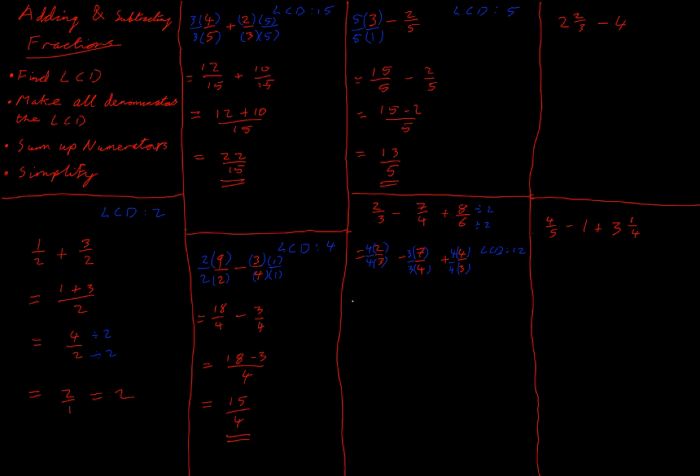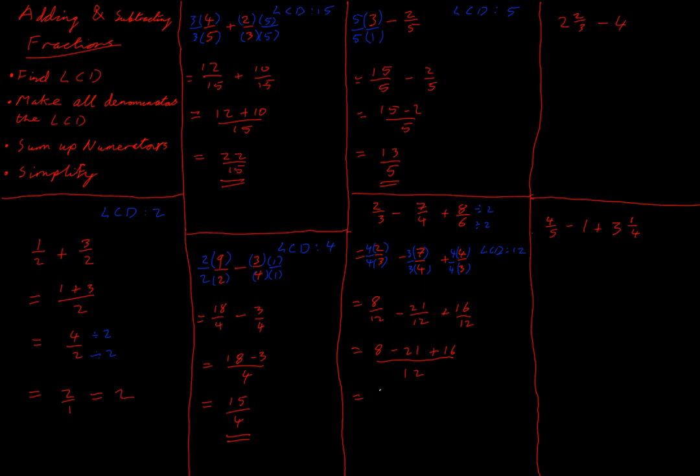So now I'm going to multiply out all of my steps. I have 8 all over 12 minus 3 by 7 is 21 all over 12 plus 4 by 4 is 16 all over 12. And now I'm going to add up my numerators. They're all over 12 now, so I can go on to summing up my numerators. So 8 minus 21 plus 16 all over 12.